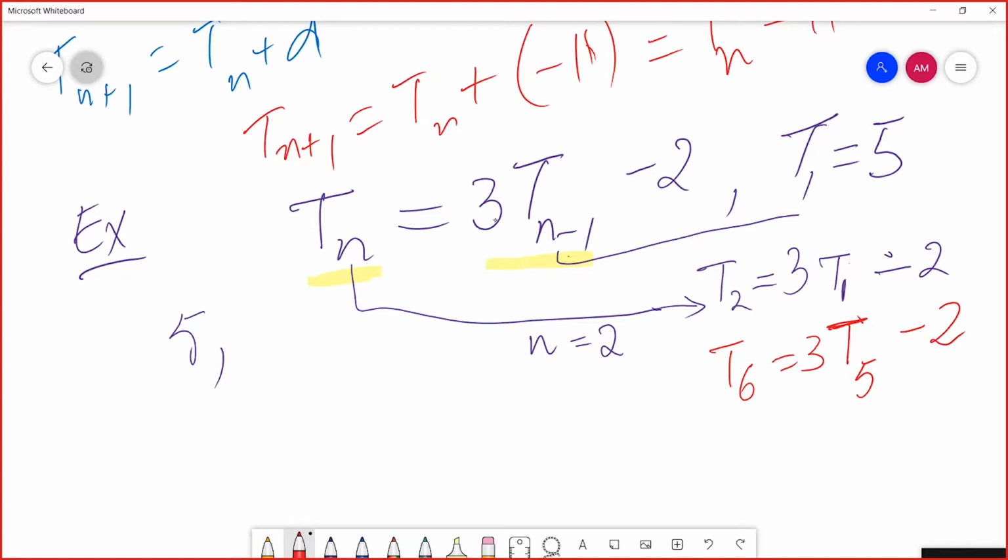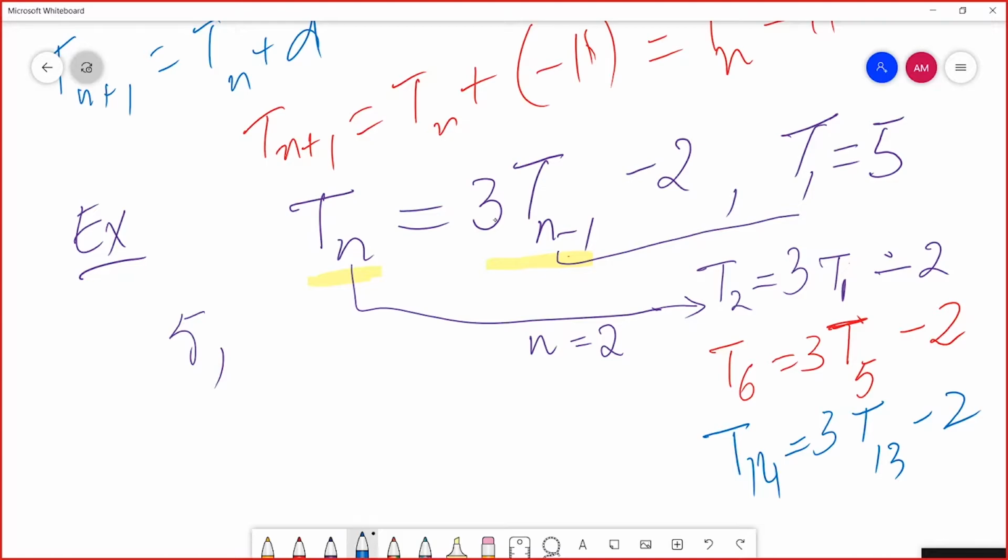Yep. Okay, let me ask another question. What would be T14 in this sequence? T14 equals 3T13 minus 2. Yeah, good. So does it make sense to you now? Yep.